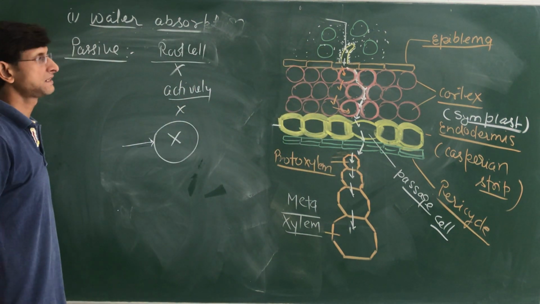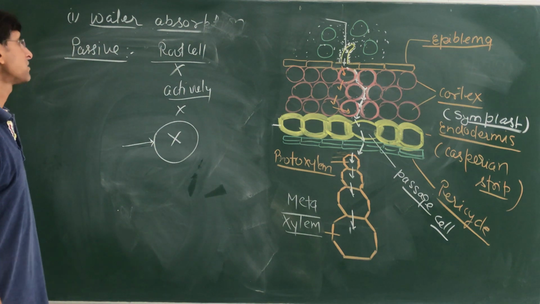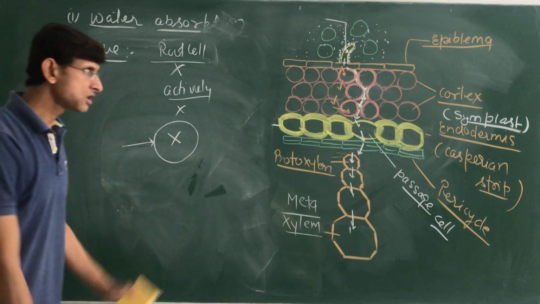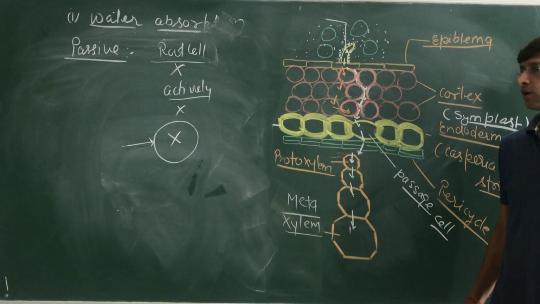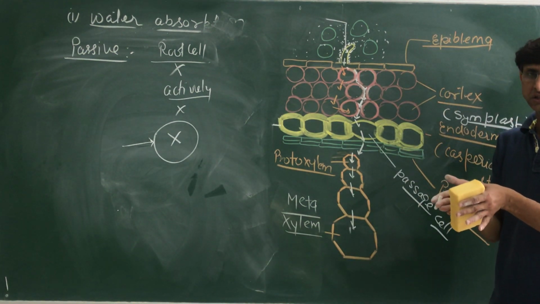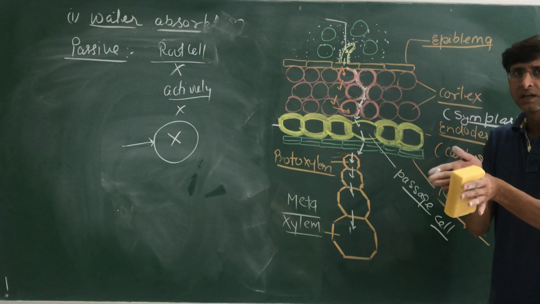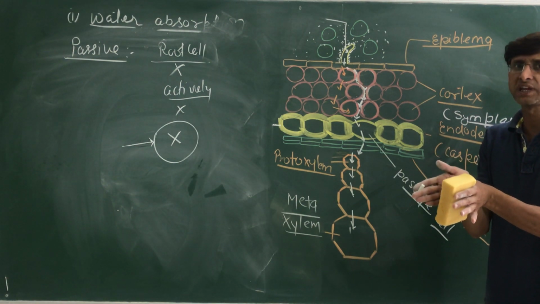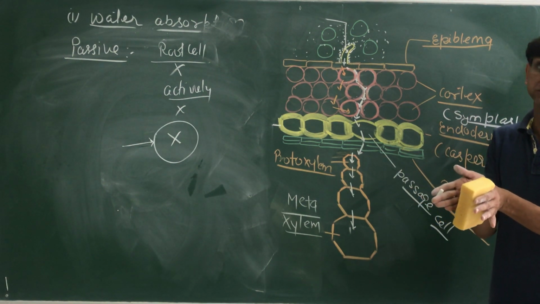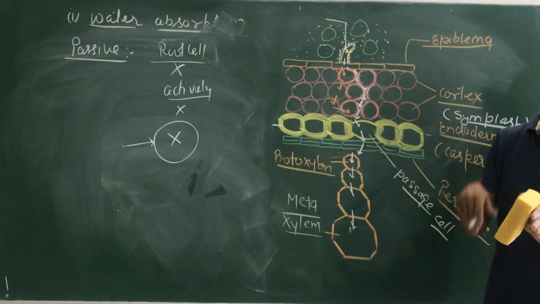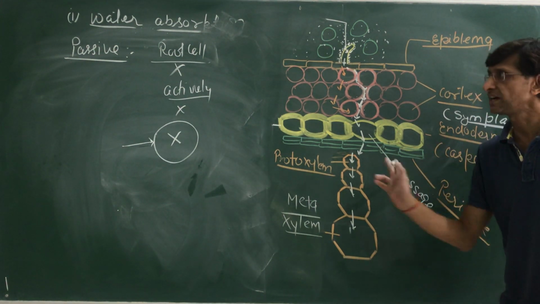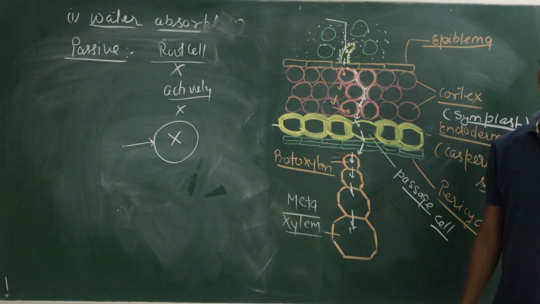We will discuss it later, but in this process root cell does not participate in absorption of water actively. Water enters into the root through the cell walls of root cell and intercellular spaces. So water will enter into the root, but it will not enter into the root cells. That's why this process is called passive.